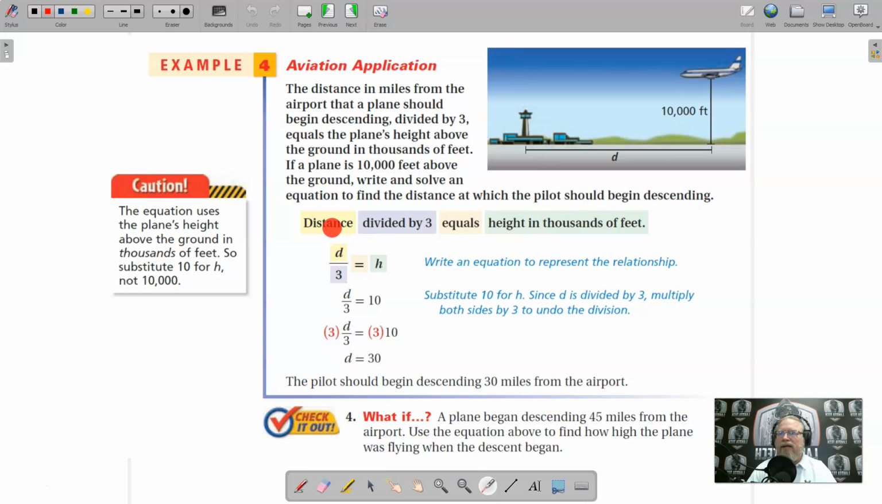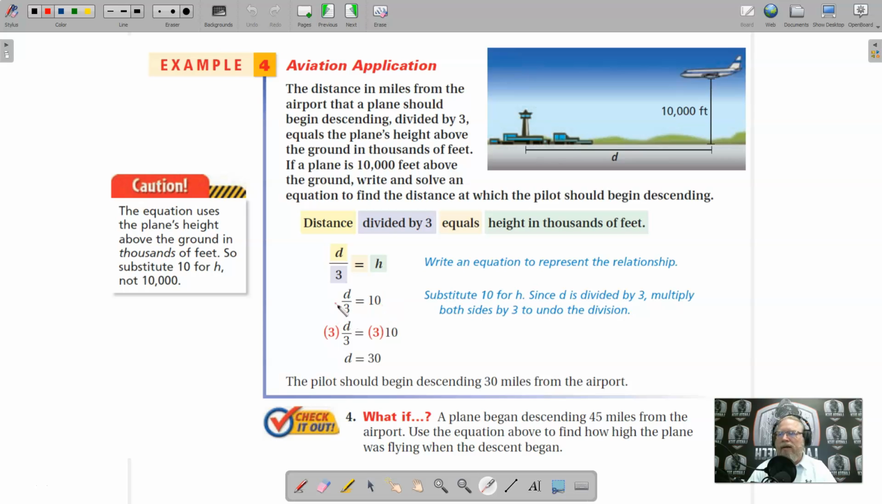So the distance divided by 3 equals the height in thousands of feet. So distance d divided by 3, remember every fraction is a division problem, equals the height in thousands of feet. So now we need to substitute 10, since it's 10,000 feet. We don't need to put a whole 10,000 here because this is in thousands of feet. So how many thousands of feet are there? There are 10 of them. So we're going to put a 10 there.